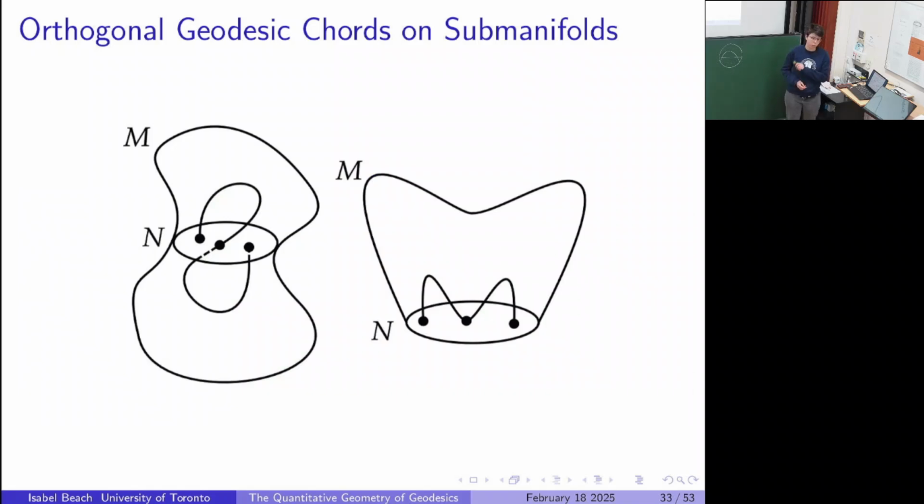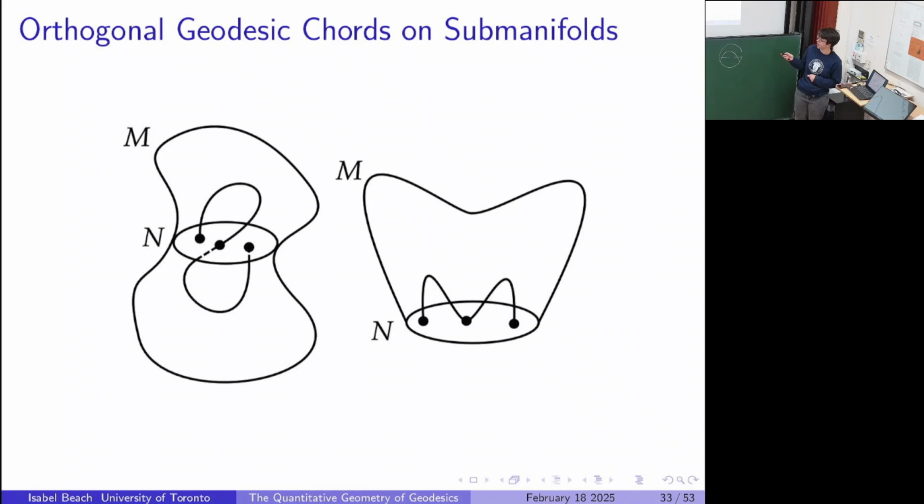One critical difference I want to point out about this theorem versus the previous one: you are allowed in this theorem to take N to be the boundary of a manifold with boundary, but we are not requiring that the chord is not tangent to the boundary internally. So typically in the previous context, when we say orthogonal geodesic chord on a manifold with boundary, the geodesic cannot intersect the boundary except at its endpoints. In this theorem, we are allowing that to happen.